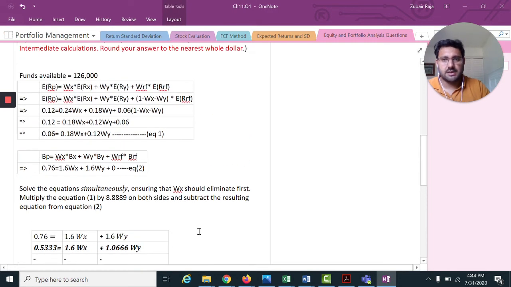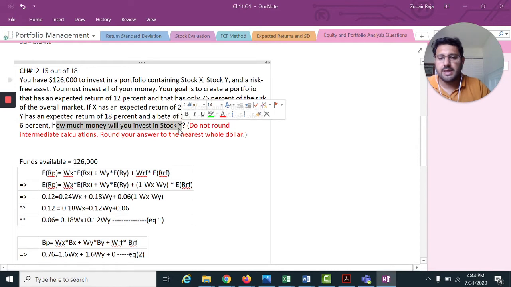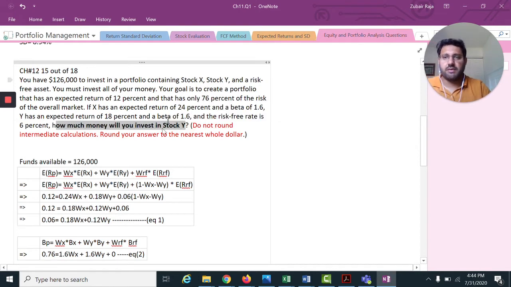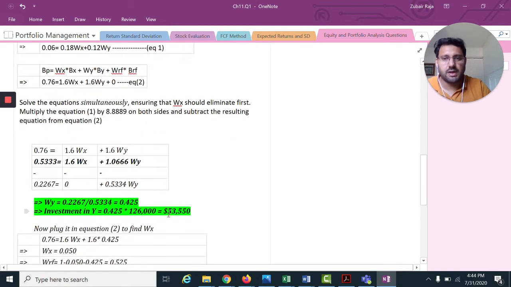And this is the question which we have answered. How much money will we invest in stock Y in such a way that the expected return of the portfolio should be 12%? We should invest 53,550 in stock Y.